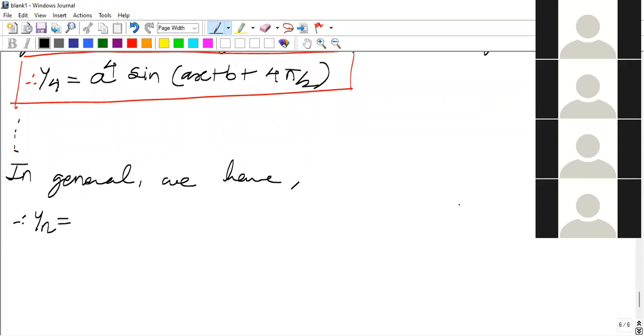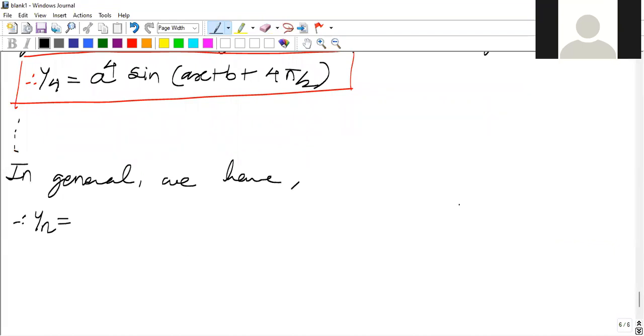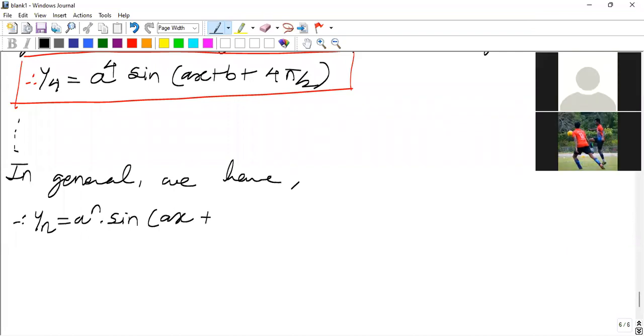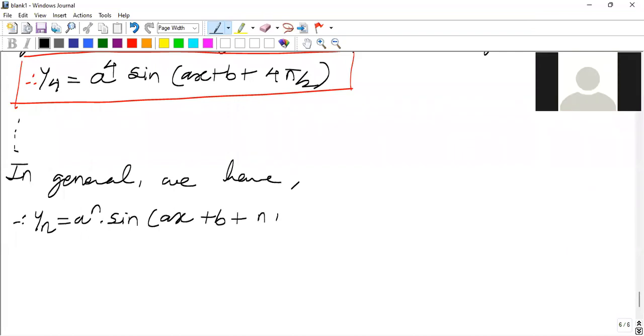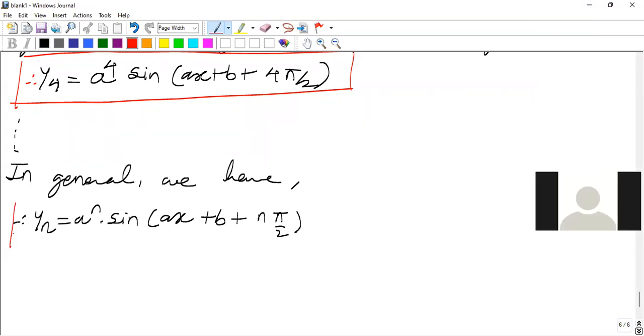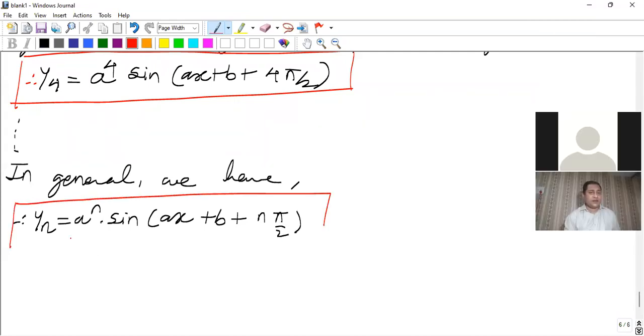I'll check. Dipesh, yes. Dipesh: yn is equal to a raised to n, sine of ax plus b plus n pi by 2. Yeah, that's good. So it is going to be sine of ax plus b plus n pi by 2. That's what Dipesh said.